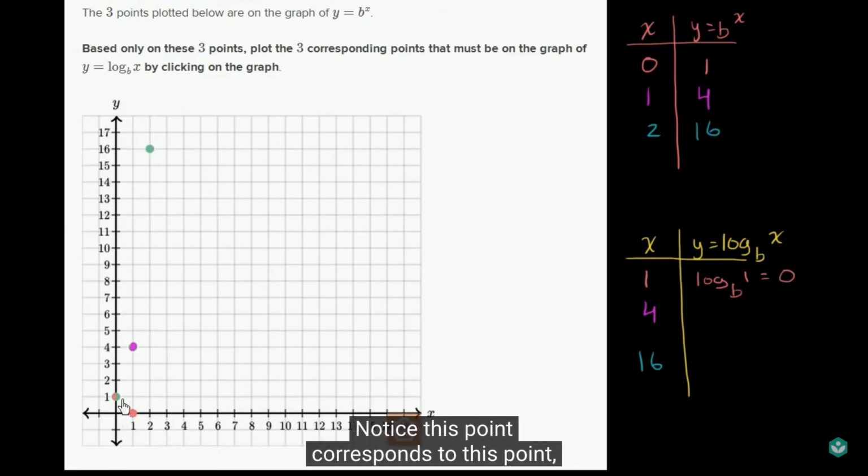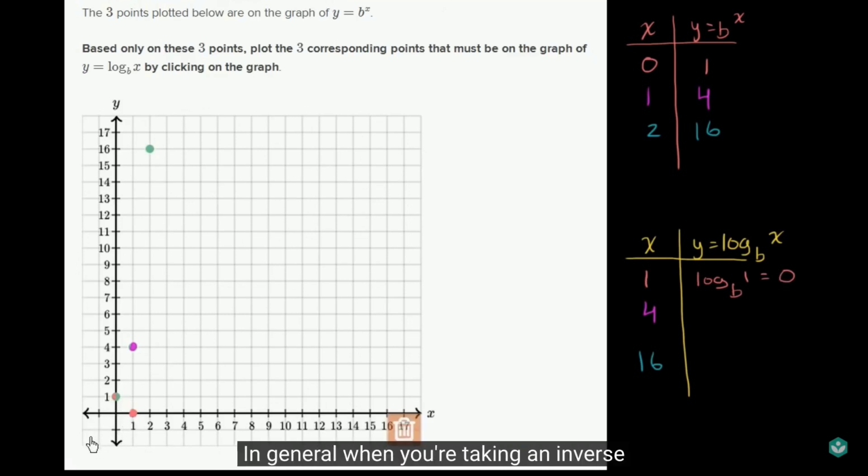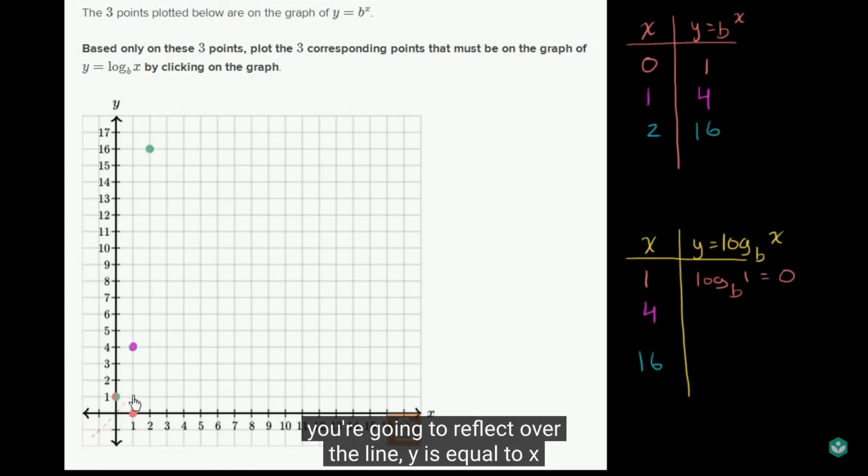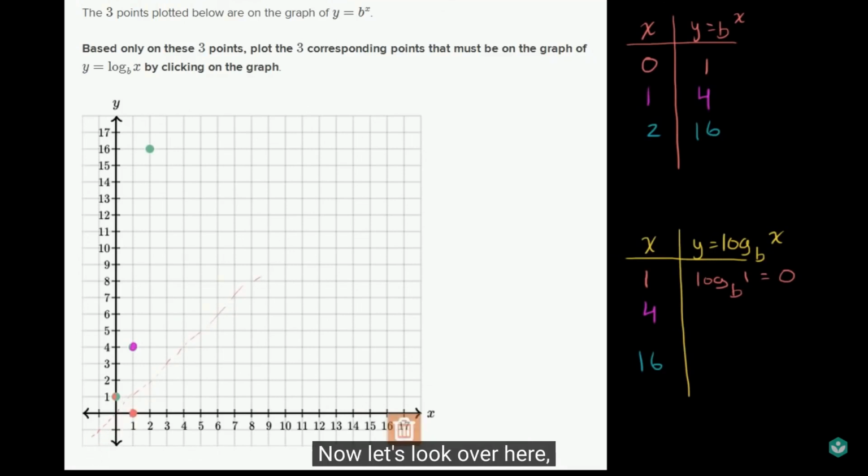And notice, this point corresponds to this point. We've essentially swapped the x's and y's. And in general, when you're taking an inverse, you're going to reflect over the line y is equal to x. And this is clearly a reflection over that line. Now let's look over here.